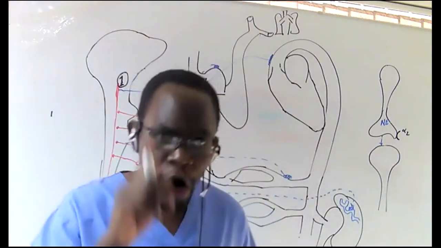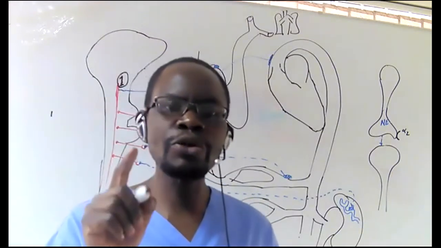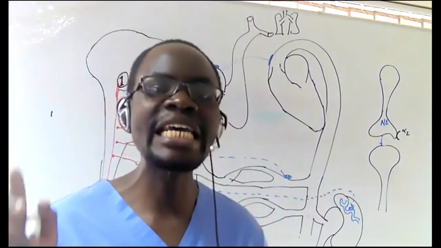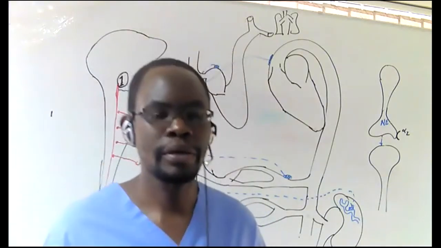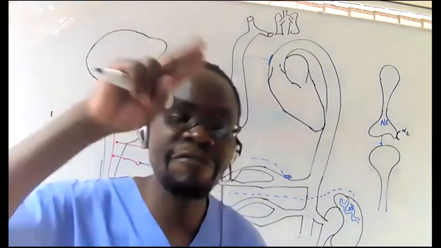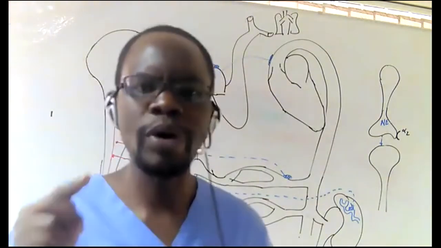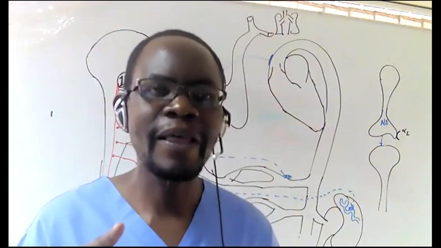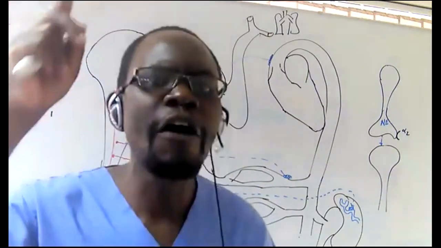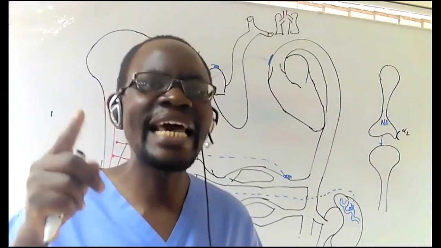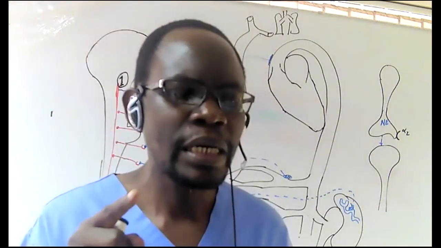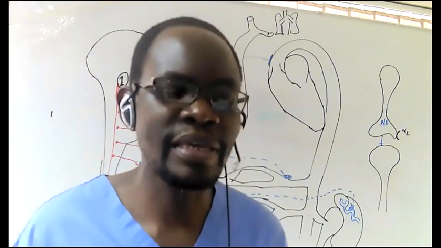And I hope you know this, alpha 2 receptors are inhibitory. In other words, their stimulation is inhibitory. When you stimulate alpha 2 receptors, I want to repeat this because it is very important for you to know, they bring about a negative feedback mechanism. They cause inhibition of release of something, as we are going to see.